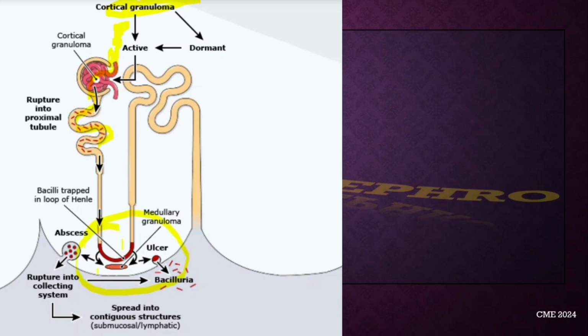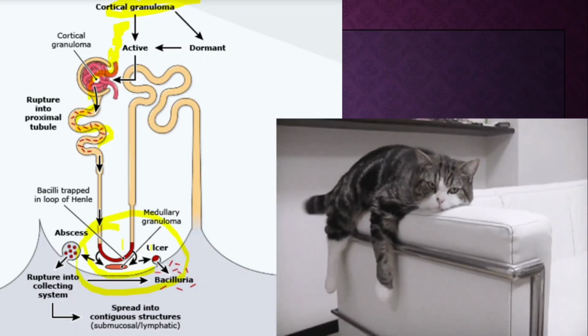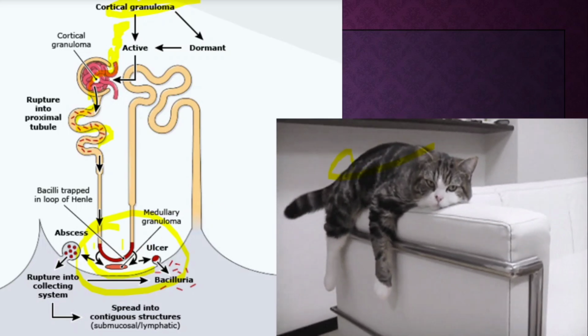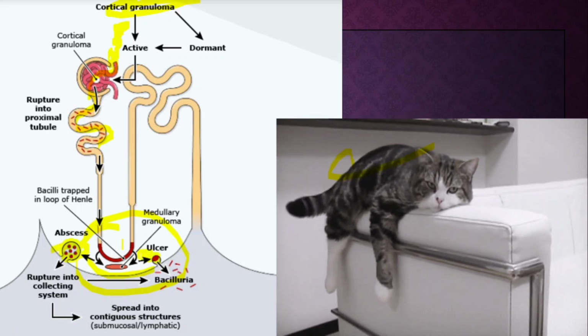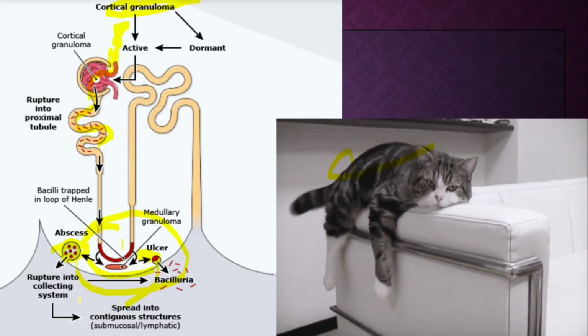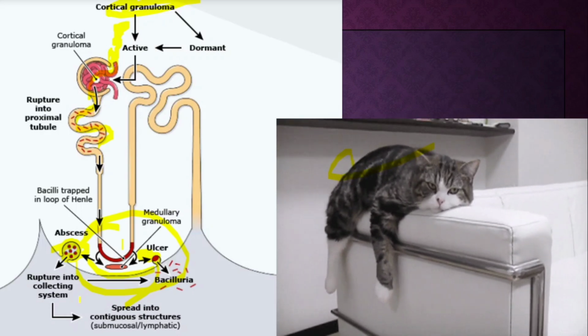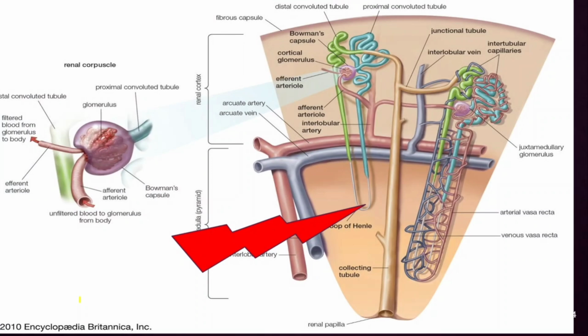From the tubules, it reaches the loop of Henle. From there, there might be dormancy of these bacilli for a long period, similar to this cat which is lying idle. Similarly, it might lie dormant for a long period, ranging from years to decades. It might form an abscess or erosions. From there, bacilli may enter the draining tract, reach the submucosal space and lymphatic site, or form granuloma, inflammation, stricture, and obstructive uropathy.